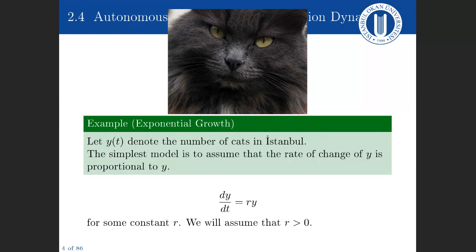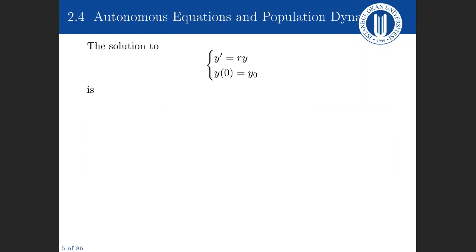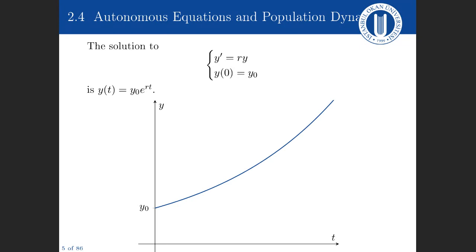So the simplest model is just to assume that dy/dt equals ry for some positive constant r. We know how to solve this initial value problem. This is just a separable equation. In fact, all autonomous equations are separable equations. The solution is just the initial condition y0 times e to the power rt. And that looks like this.